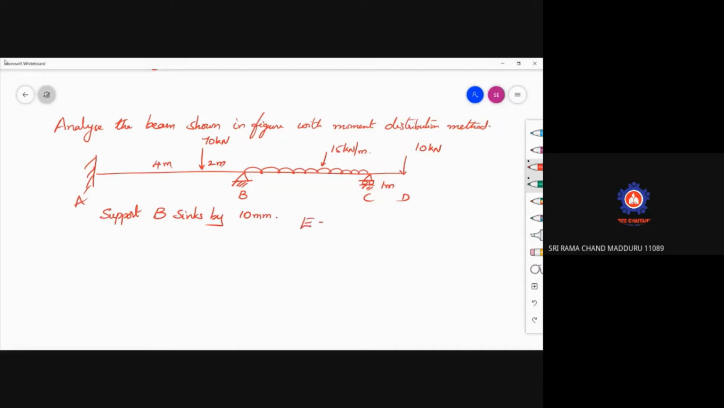E is the Young's modulus of the material for the entire section, which is 200 kilonewton per mm square. Moment of inertia is given as 4000 into 10 power 4 mm power 4. So they are asking us to draw BMD and SFD. So this is the given problem, and with the help of moment distribution method, this problem is to be solved.